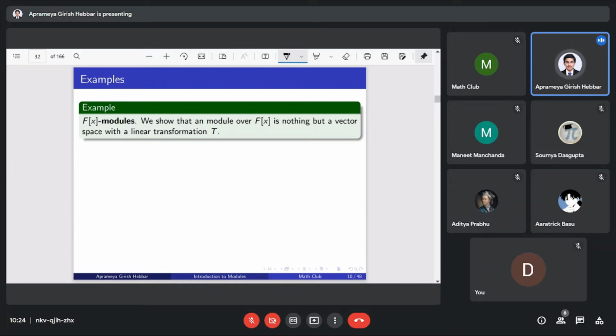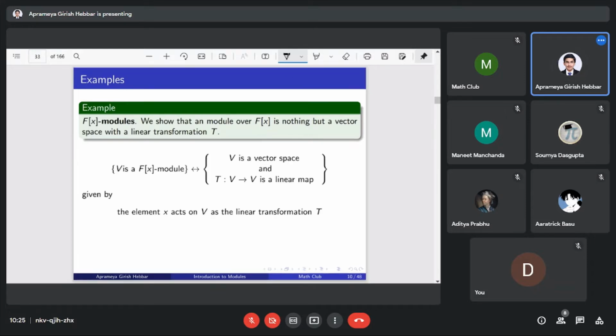Now another example. We said in the beginning that another common ring to take into consideration is F[x]. So F[x] is a polynomial ring with coefficients in F, where F is a field. We show that a module over F[x] is nothing but a vector space with a linear transformation T. What I mean is that if V is an F[x] module, then this corresponds to V being a vector space and T being a linear map from V to V. This bijection is given by the element x acting on V as a linear transformation T.